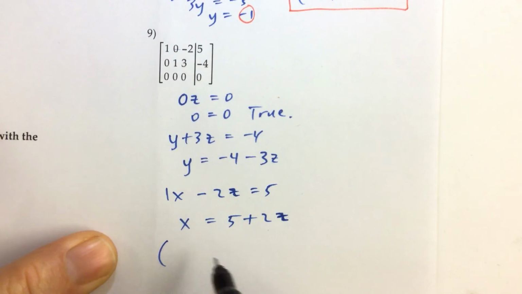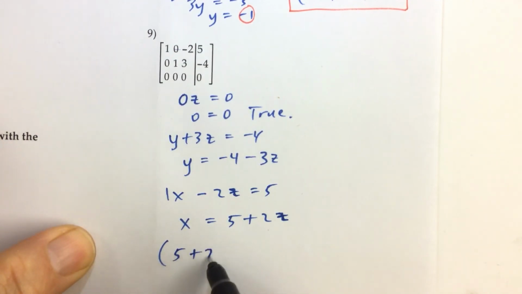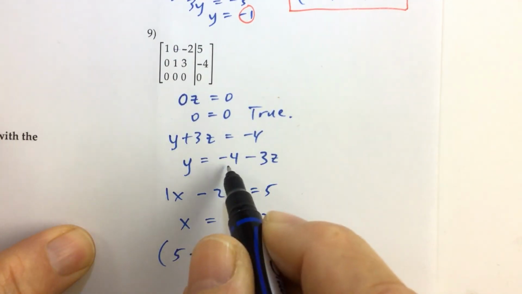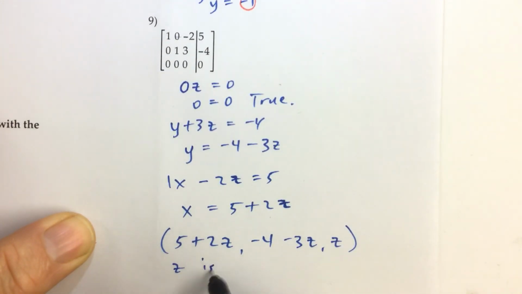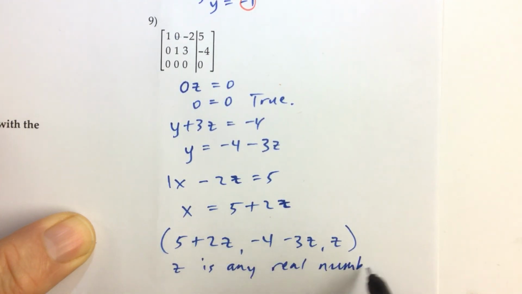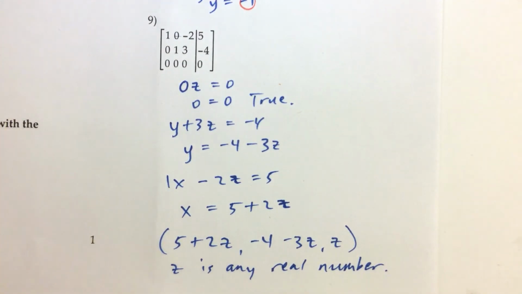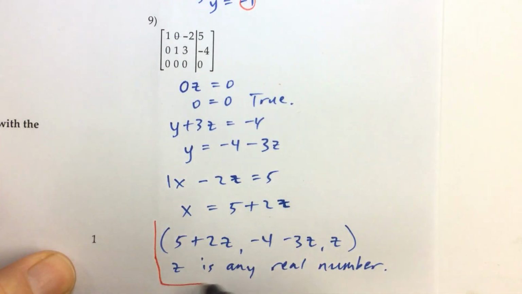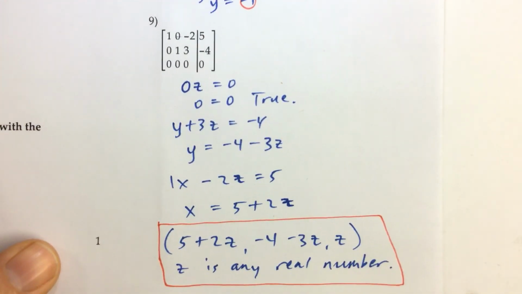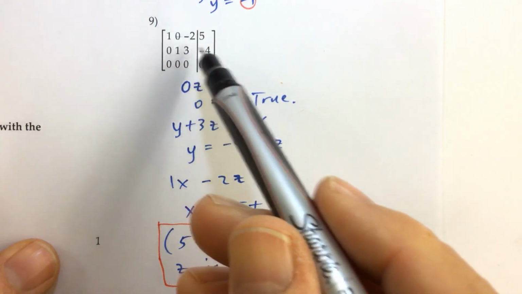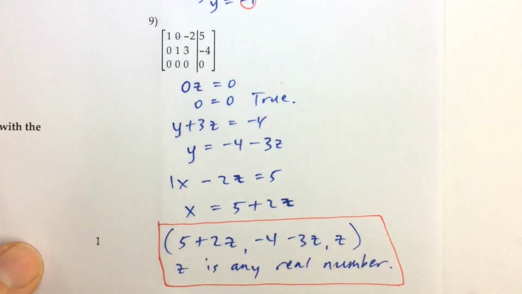And so the way we write that is our x-coordinate is 5 plus 2z. Our y-coordinate is negative 4 minus 3z. And our z-coordinate is just z, where z is any real number. So there are an infinite number of solutions to this system of linear equations. And we can see that, again, there's a lot less work involved when we have our system of linear equations written as a matrix.